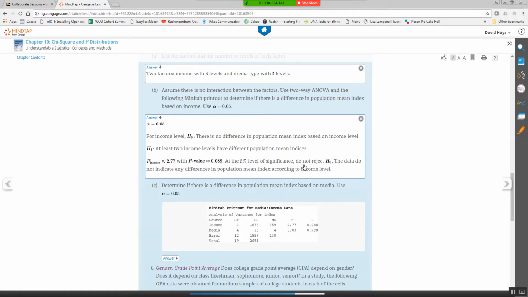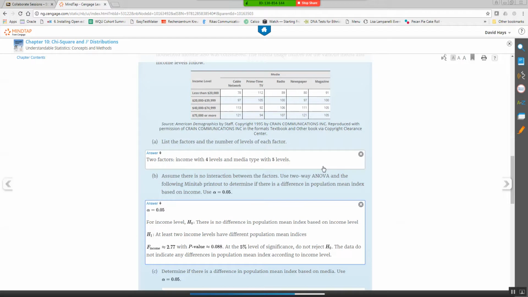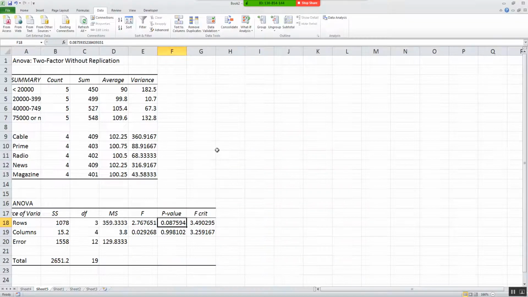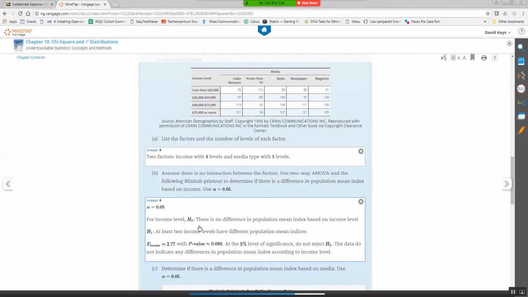Now at 5%, again, we're still comparing. So the P value is greater, so that says we do not reject H0. Basically, we accept H0, reject H1. So the data do not indicate any differences in the population mean index according to the income level. Well, the income level's over here. And notice that's what it specifies. It specifies rows. So this was comparing it at the row level.